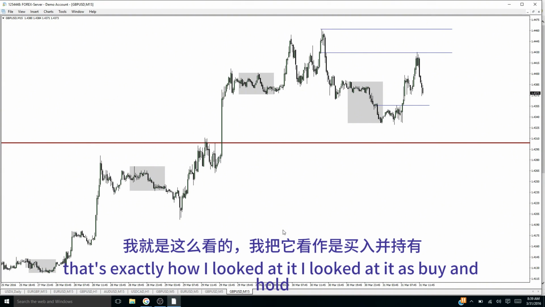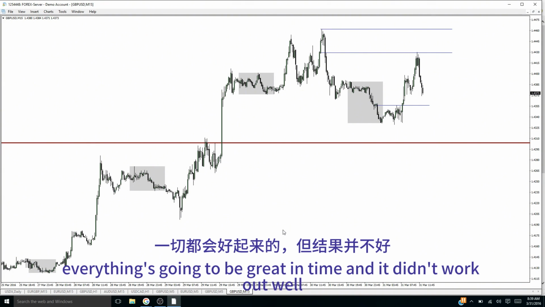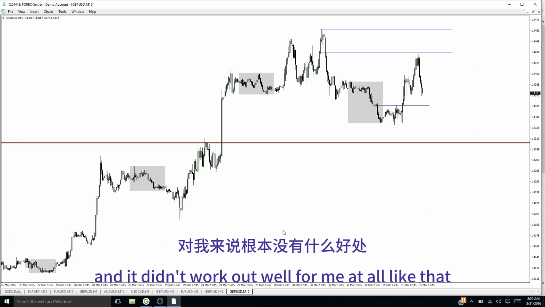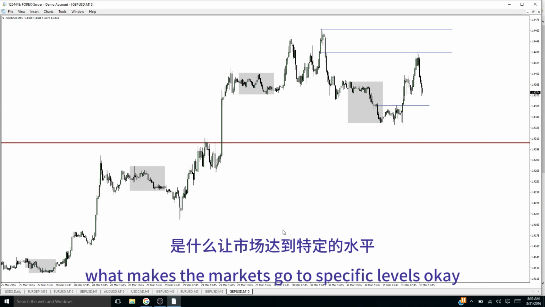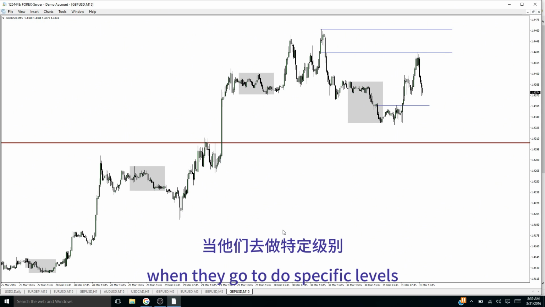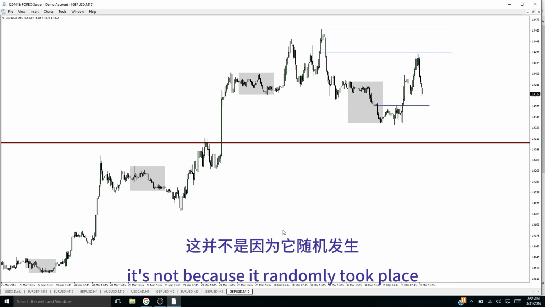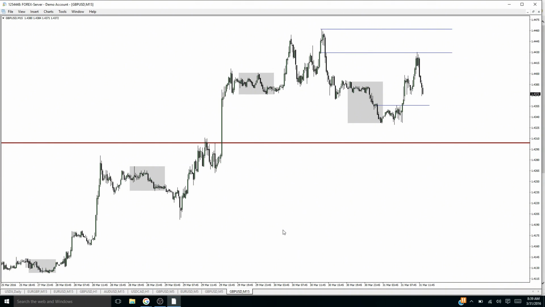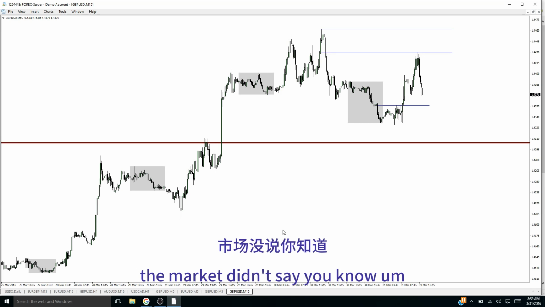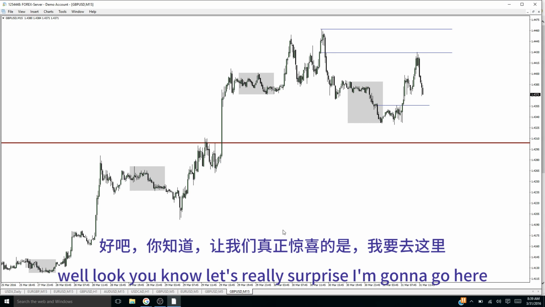I looked at it as buy and hold, everything's going to be great in time, and it didn't work out well. It didn't work out well for me at all like that. So you have to be a trader. You have to understand what makes the markets move, what makes the markets go to specific levels. When they go to those specific levels, it's not because it randomly took place. It didn't just pull out of thin air. The market didn't say, well, look, let's really surprise them and go here.